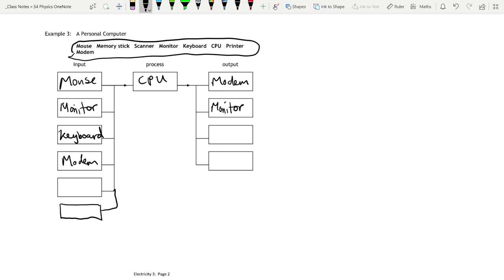Okay, what else? We've got a printer. Printer is an output, definitely. You don't really put things in. A scanner you would put things into, but a printer prints out. So printer.